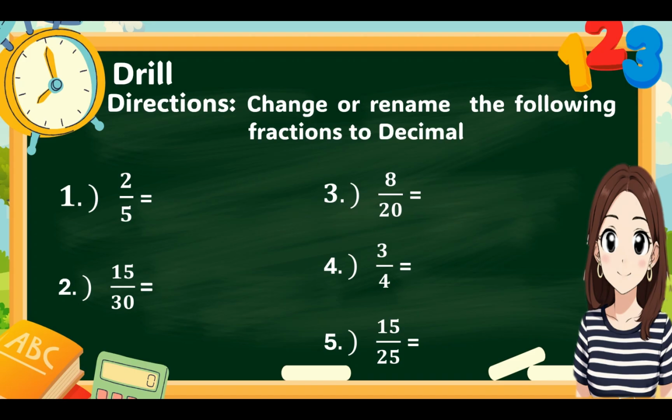Now for number 1, 2/5 is written in decimal as 40 hundredths. Number 2, 15 over 30 is equal to 50 hundredths. Number 3, 8 over 20 will have 40 hundredths. Number 4, 3/4 will have 75 hundredths. And number 5, 15 over 25 is equal to 60 hundredths. Now to change fractions to decimal, simply divide the numerator by the denominator and you'll get the decimal number.